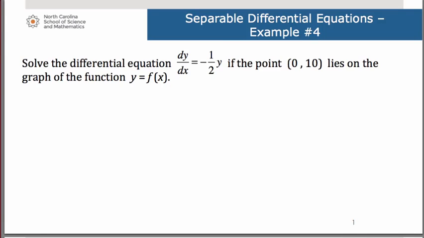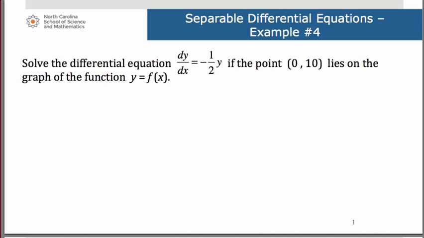Here we are solving a separable differential equation for which we will be able to find the particular solution due to an initial condition that is given to us. We are asked to solve the differential equation dy/dx equals negative 1/2 y if the point (0, 10) is known to lie on the graph of the original function.